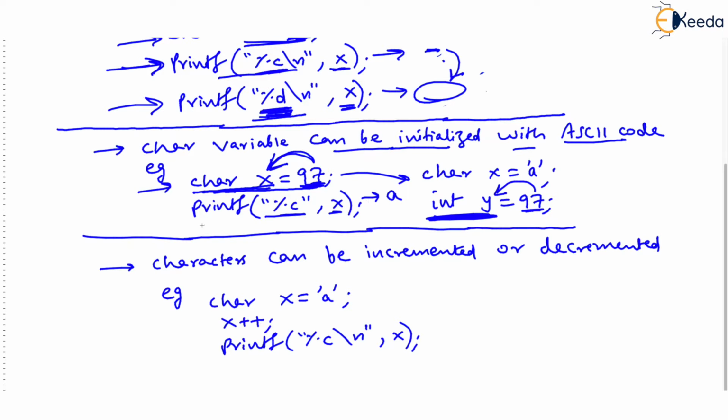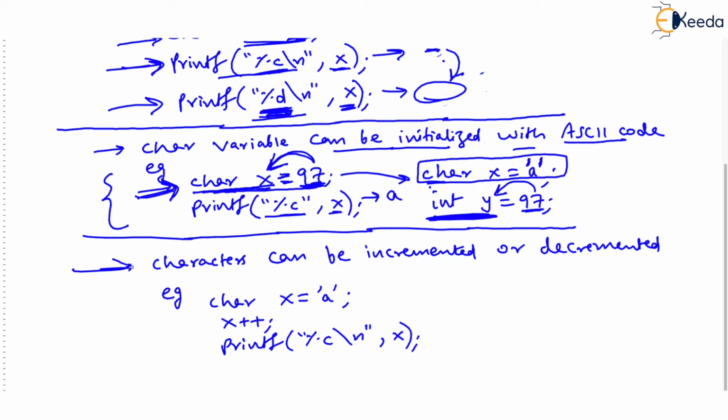Of course, this method won't be preferred by any programmer. If you wanted to store a inside x, then the best method is to simply give the character a in apostrophes. Who is going to remember that the ASCII code of small a is 97 and then assign 97 to a char variable? But the fact is that this also can be done. A character variable can be directly assigned an ASCII value.